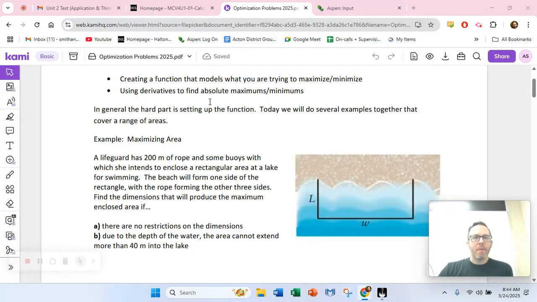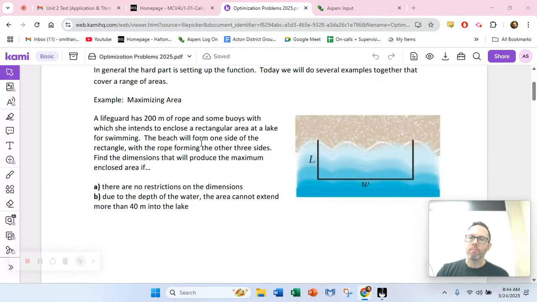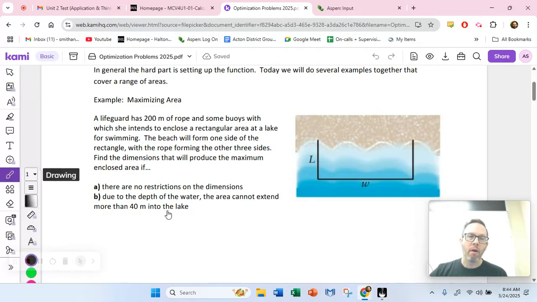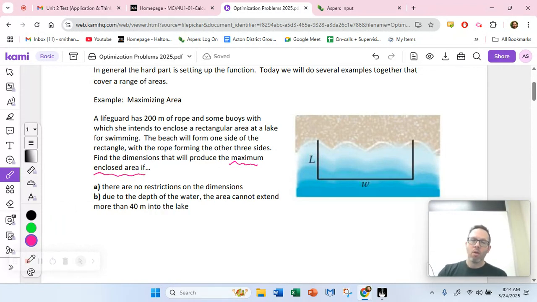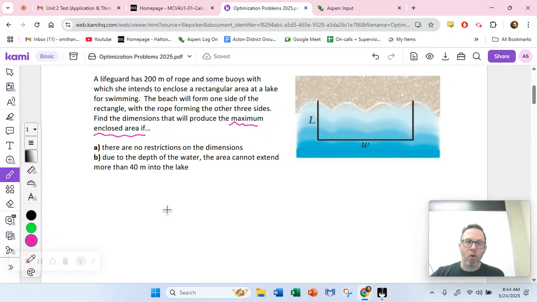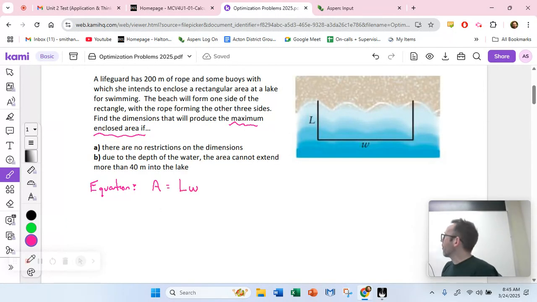So let's begin. In general, when you guys are solving an optimization problem, you need some kind of equation to optimize, to find the max and min of. And here we're looking for the maximum enclosed area. And so we need an equation for this area. Well, you guys know the area of a rectangle, so that's no big deal. So to start off, we need to get an equation that we're optimizing. So the equation here: area equals length times width. I'm just going to use capital L and lowercase w, just like my diagram.